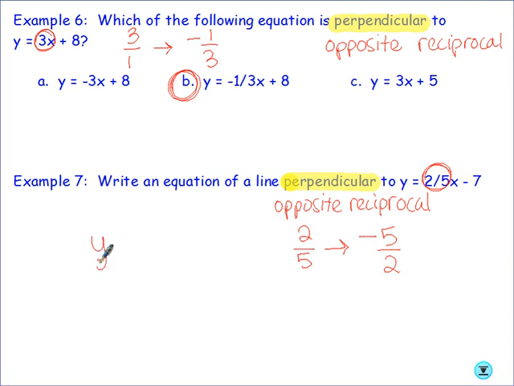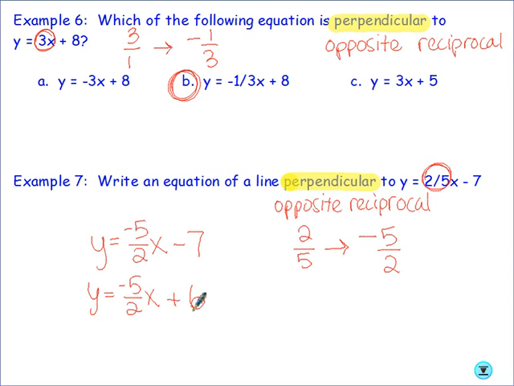So y equals negative 5 over 2x. And I don't care what the y-intercept is. You can keep it minus 7. You could make it plus 6. Those are both options. Okay, moving on.